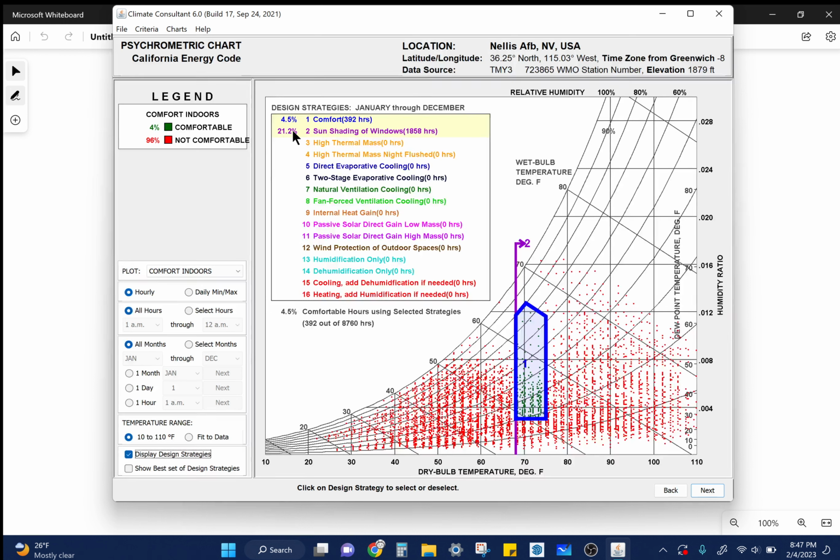Definitely sun shading of the windows helps a lot, 21%. Makes sense, right? Start clicking through the rest of these. Thermal mass isn't that interesting. We could talk about that, but let's just click those off. Then we get to evaporative cooling, and it's giant, 35%. If we do two-stage, it's 38%. Not much difference. Let's just keep it simple and talk about direct evaporative cooling. So what is this, and why is it of advantage to use in a climate like Las Vegas?